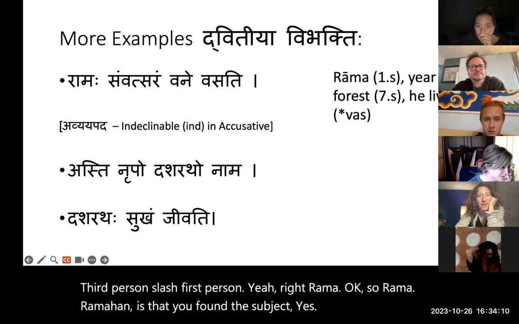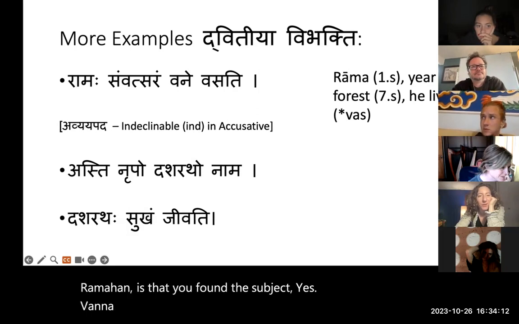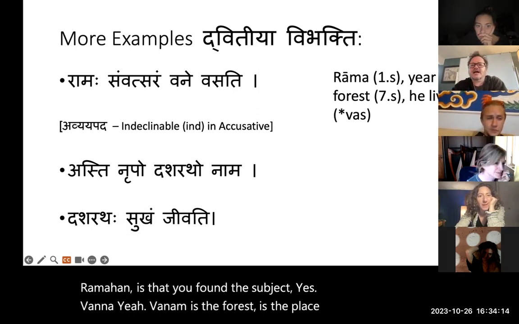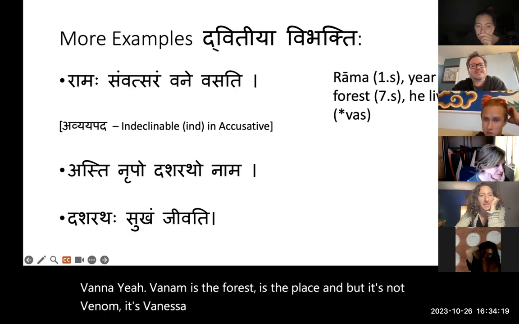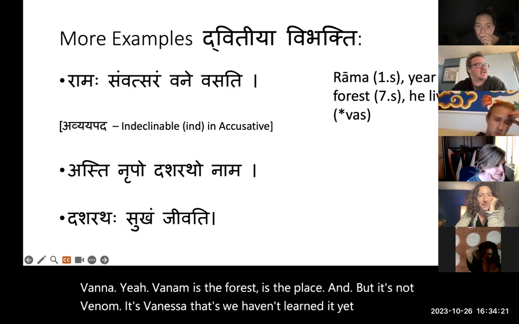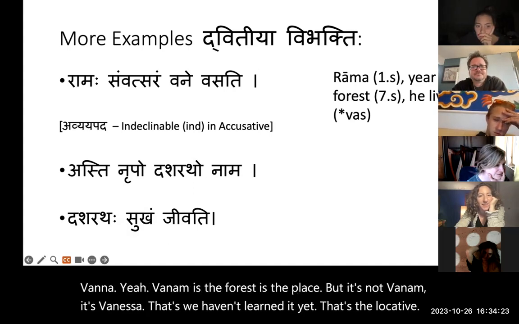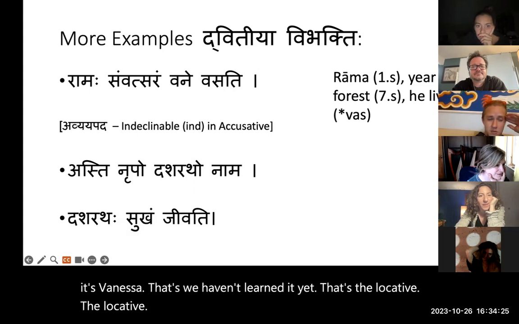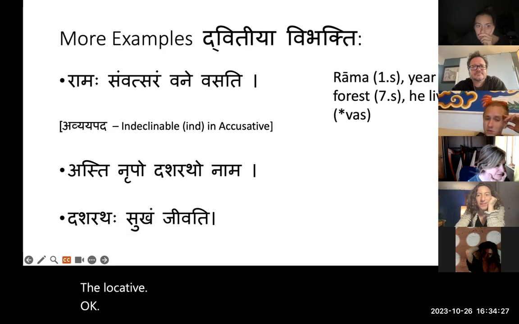Vanam is the forest, is the place, but it's not vanam. Vane. We haven't learned it yet. That's the locative. Okay. So Rāma lives in the forest.